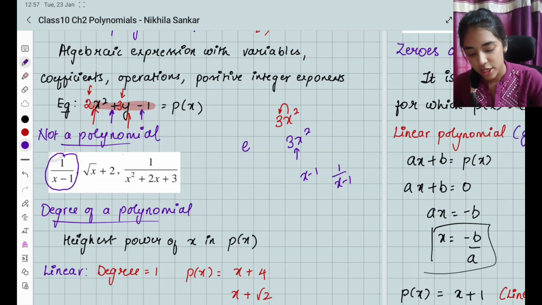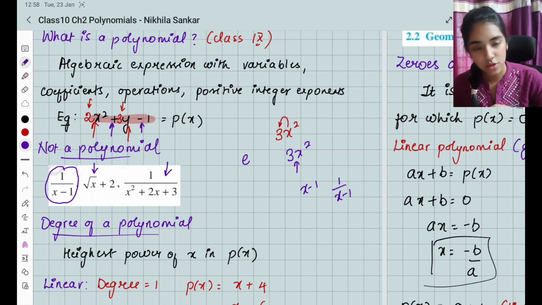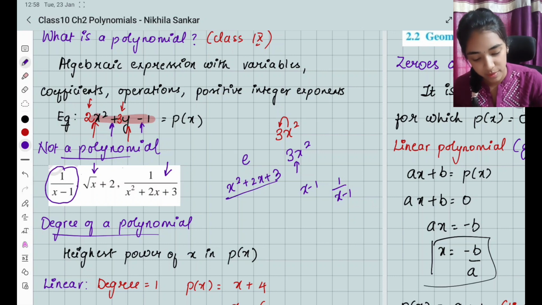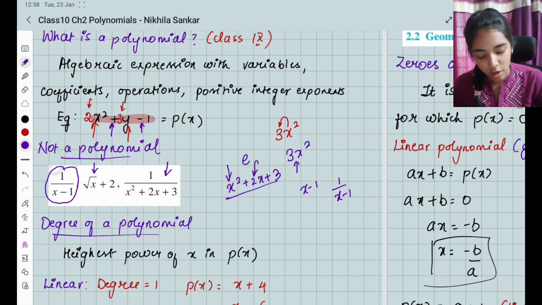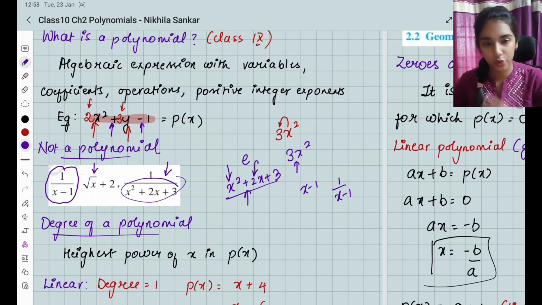Okay, next you have root x plus 2. So root x is not going to be a part of the polynomial. So in the square root denominator la varudhu appadina they are not going to be polynomials. Next, this is also not going to be a polynomial. If simple, if you have x square plus 2x plus 3, this is going to be a polynomial. Correct? You have an algebraic expression with variables, coefficients, positive integer exponents, operations and all that. Okay, so this is going to be a polynomial, but if it is in the denominator, it is not going to be a polynomial. Okay, so first of all, understand what a polynomial is.